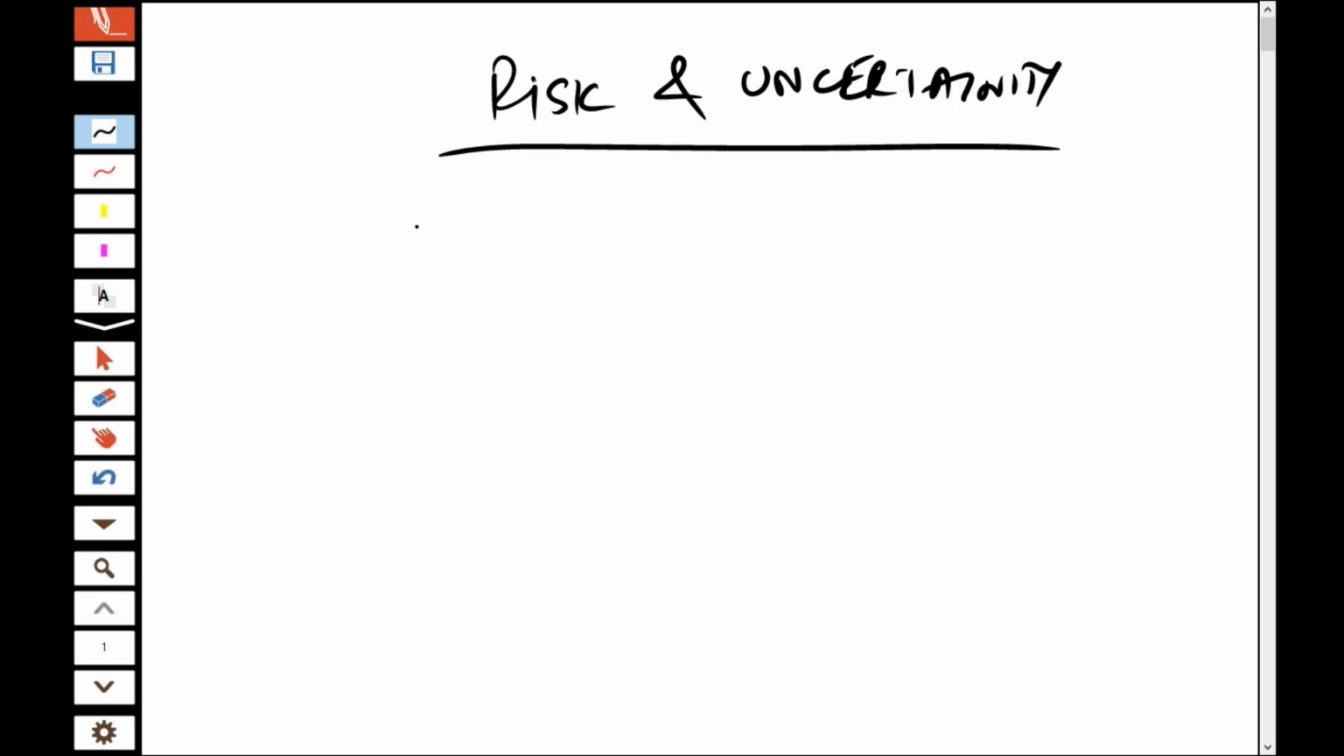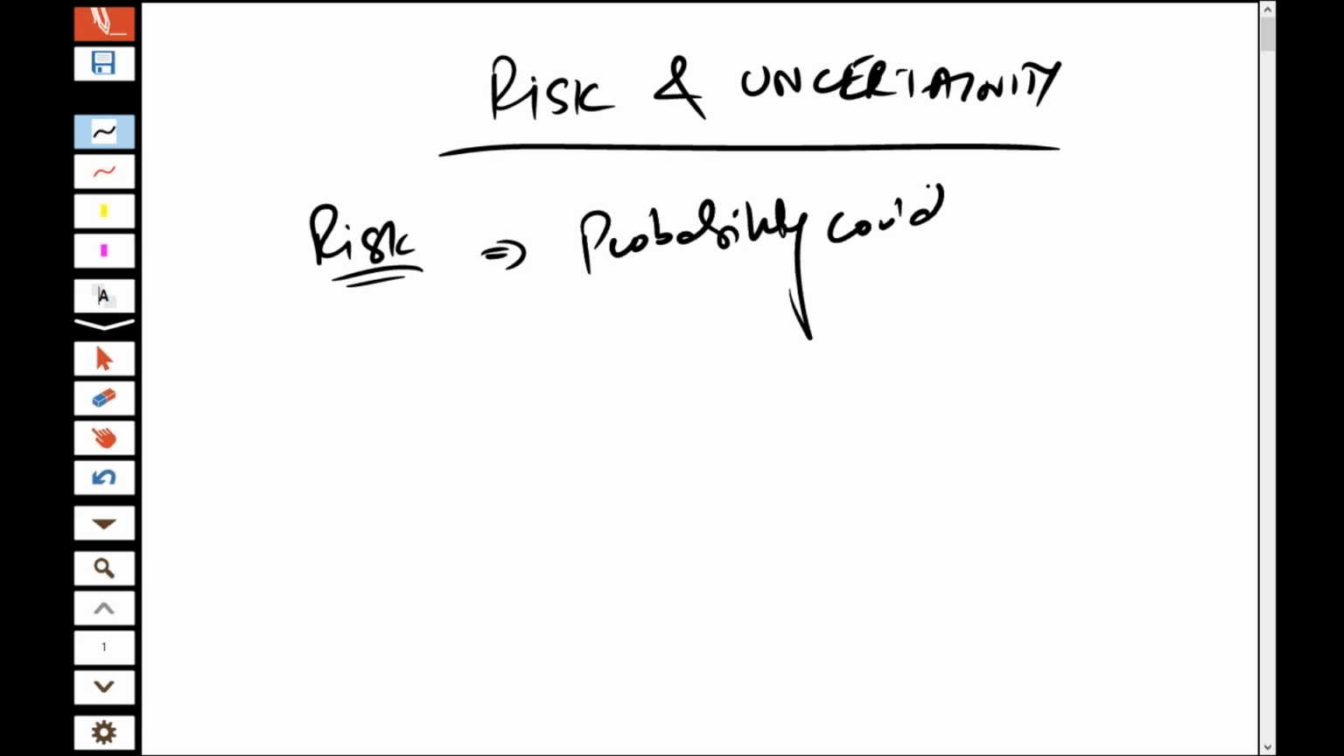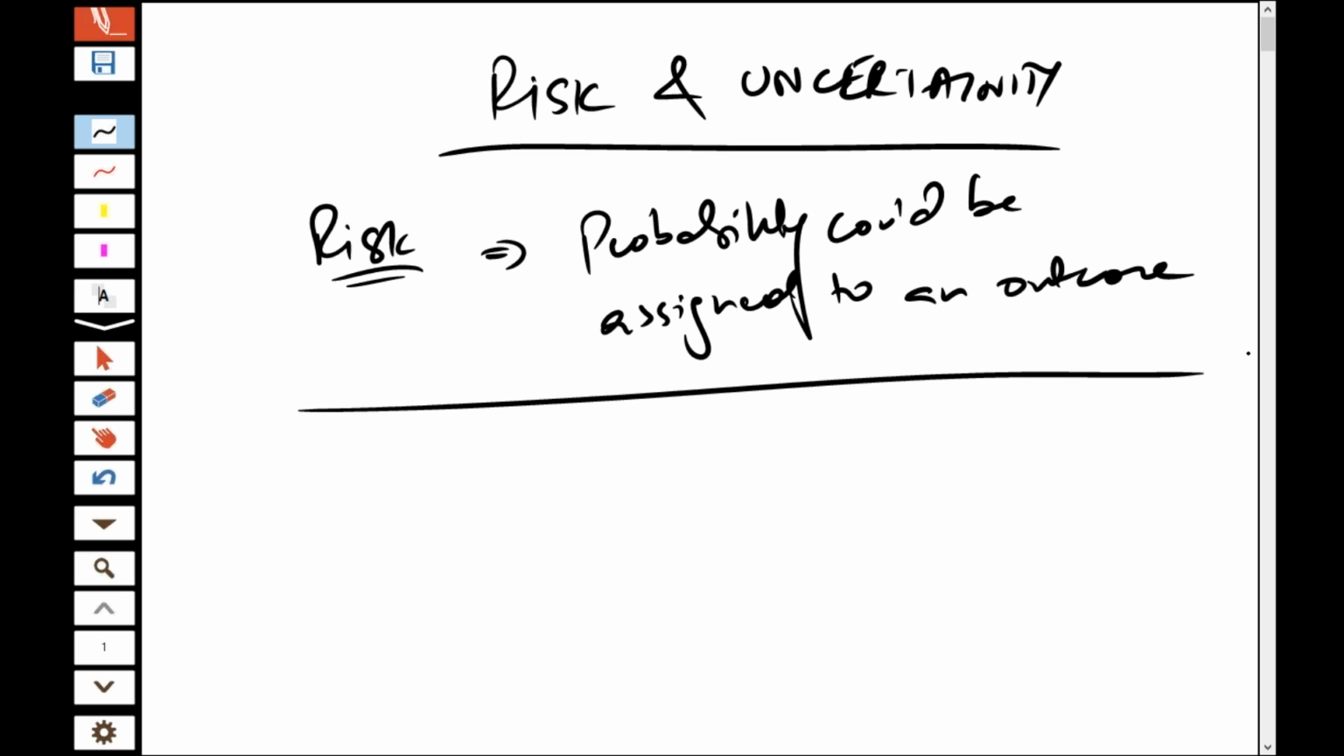Let's try to have a certain understanding with respect to risk. When we talk about the concept of risk, our understanding is that if probability could be assigned to an outcome, that means you are facing a risk. Let me repeat, if probability could be assigned to an outcome, that means you are facing a risk. And if the probability cannot be assigned, that means you are facing an uncertainty.